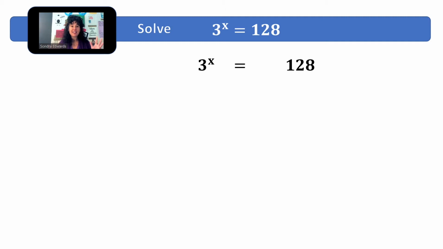Strategy-wise, one of the things that I'm noticing is we have one power all by itself. A power, of course, is like 2 to the third. It has a base and it has an exponent. So we have 3 to the x all by itself. So the next thing I'm going to do is what I call log and lasso. What you do to one side, you do to the other. So I'm going to log both sides.